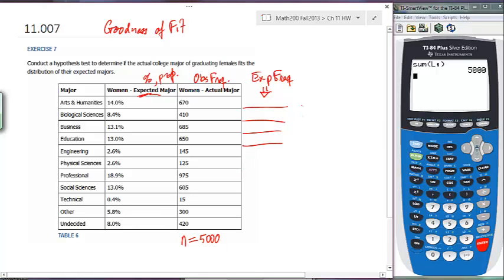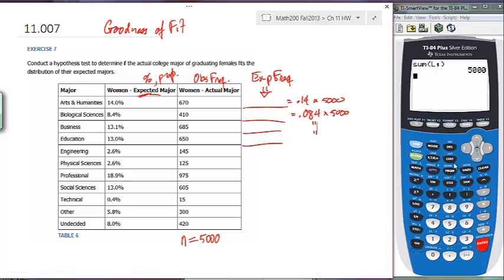Now to compute our expected frequency, for example, this Arts and Humanities section is going to be 14% of 5,000. And for biology, it's going to be 8.4%, and remember the percentage needs to be a decimal when you're doing math with it. So that's 0.084 times 5,000. As you can see, this can get a little bit tedious.